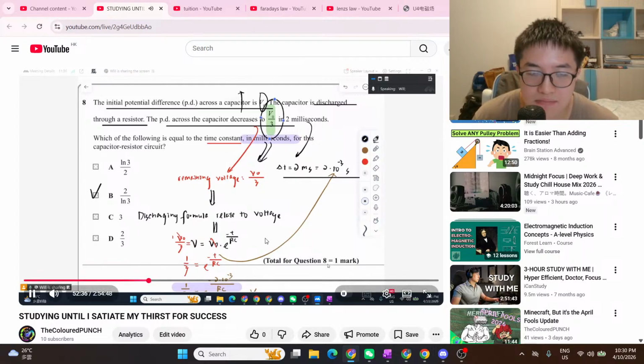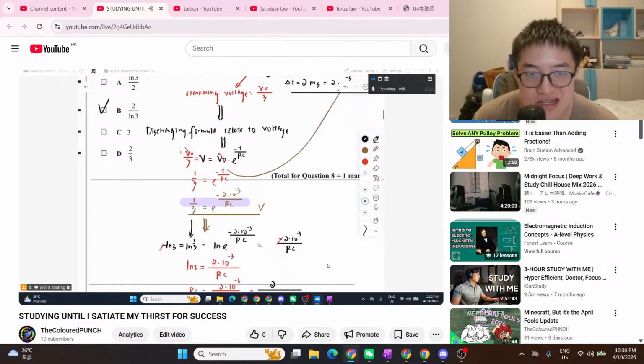Is this one okay? Remaining. Understand that? And we also got the time interval, right? So we have to know the remaining potential and the time interval, and we want to get the variable time or constant. So first we have to remember this formula.